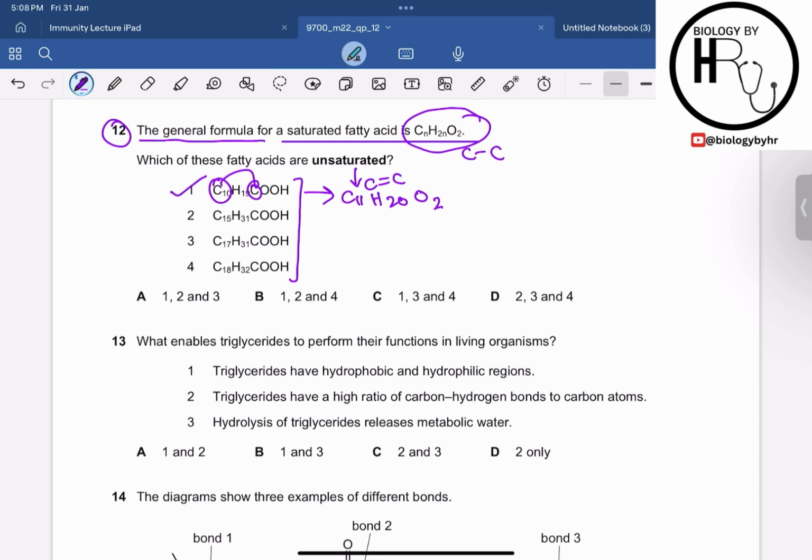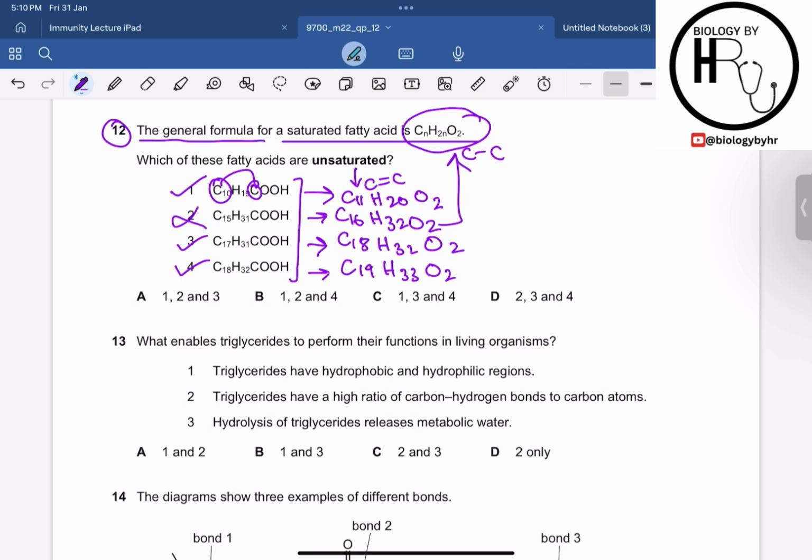For 2 it will be C16H32O2, right? Now for 3 it should be C18H32O2. For 4 it should be C19H33O2, right? Now we know that 2 is satisfying the above equation, which is for the saturated fatty acid. So this is incorrect. 3 is not satisfying, so it is correct. And 4 is also not satisfying the above equation for the saturated fatty acid, so it is also correct. So hence the correct answer for this question is option C, which is 1, 3 and 4.